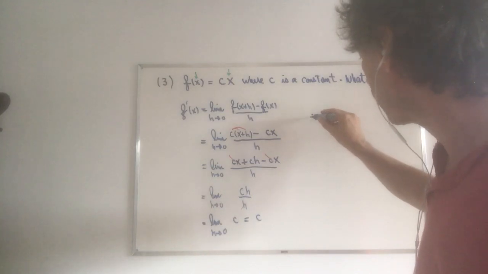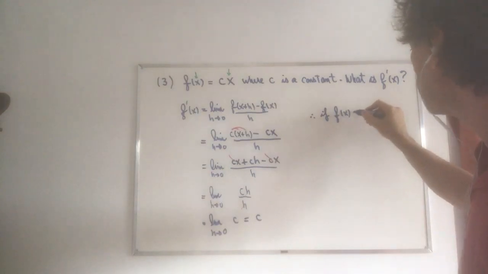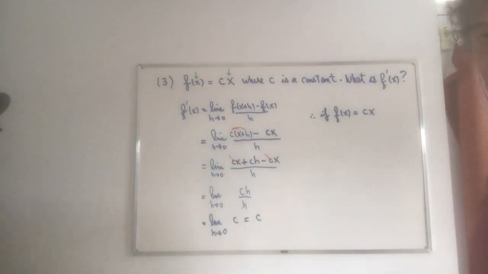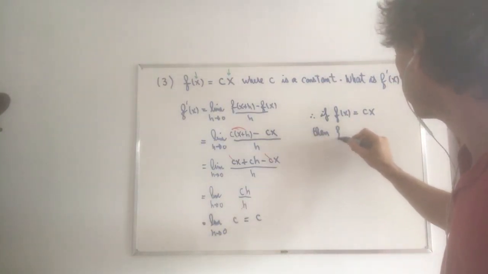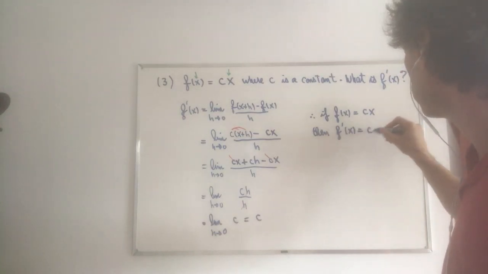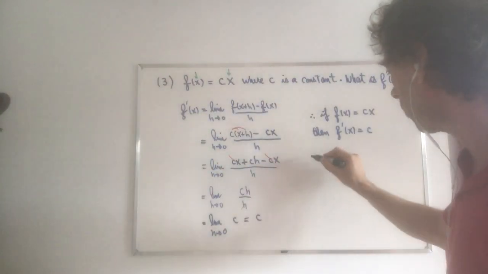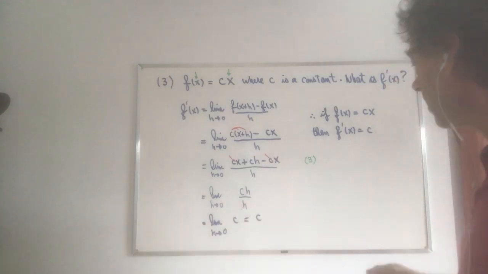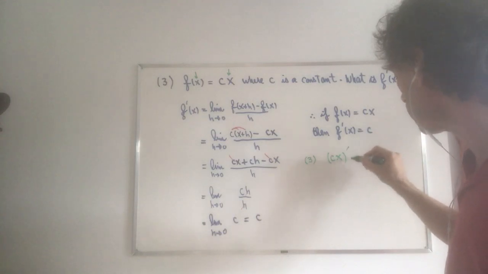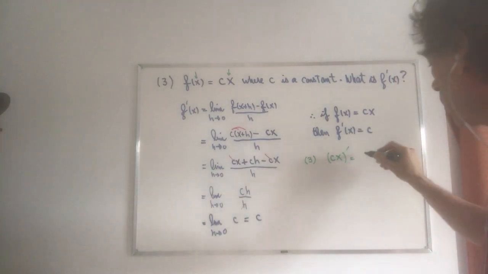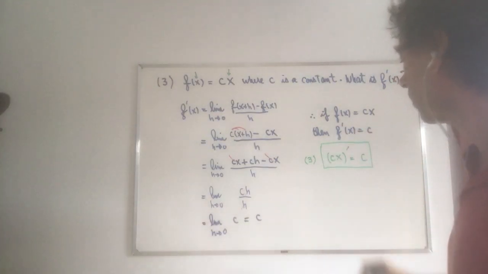So the conclusion to this is that if f of x is equal to a constant times x, then f prime is simply equal to c. We basically can write this in the following form. So rule number 3, the derivative of c times x is equal to just the constant c. And that is our third rule.